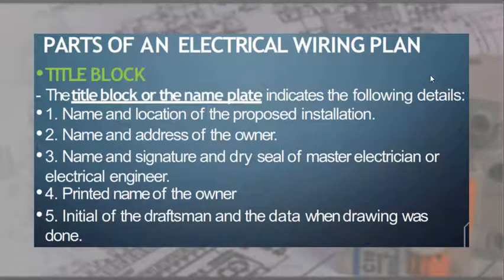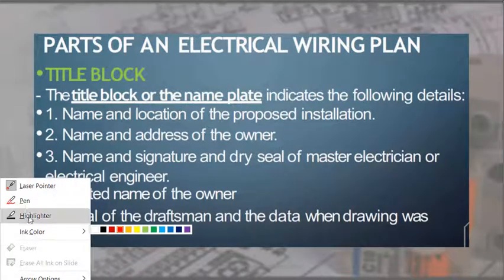Parts of an electrical wiring plan, don't forget the title block, because the title block or the nameplate indicates the name and location of the proposed installation, the name and address of the owner, and the name and signature or dry seal of the master electrician or electrical engineer. But take note, this is wrong, because in the electrical plans submitted to the OBO, or the office of the building official and the city engineers, there's no signature and dry seal for the master electrician. Take note, it needs a name and signature for a professional electrical engineer.